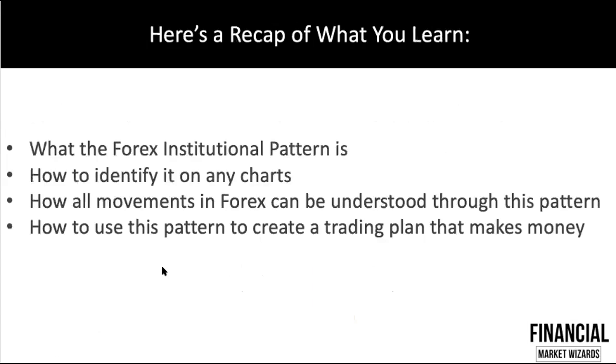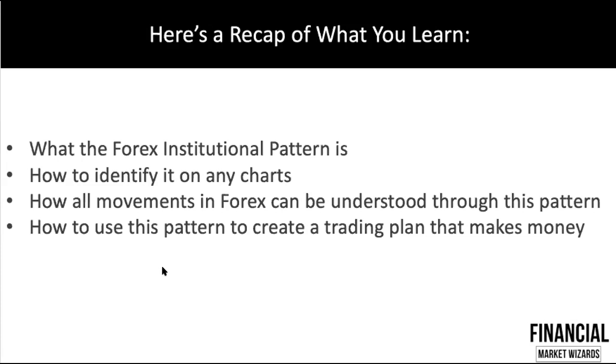So let me just end off by sharing a recap of what you actually learned. Earlier we talked about what the Forex institutional pattern is. We talked about how the big players, the institutional players, use this pattern as their business model. Basically it consists of three phases: contraction, expansion, and trend. And we also talked about how trend is the phase that you want to be trading, because that is where you make the most money, because you are on the same page as the big boys.